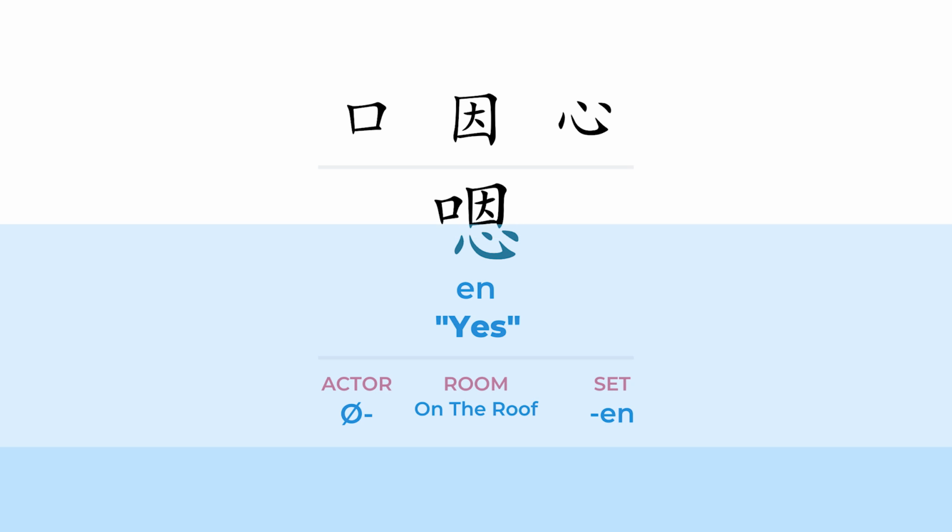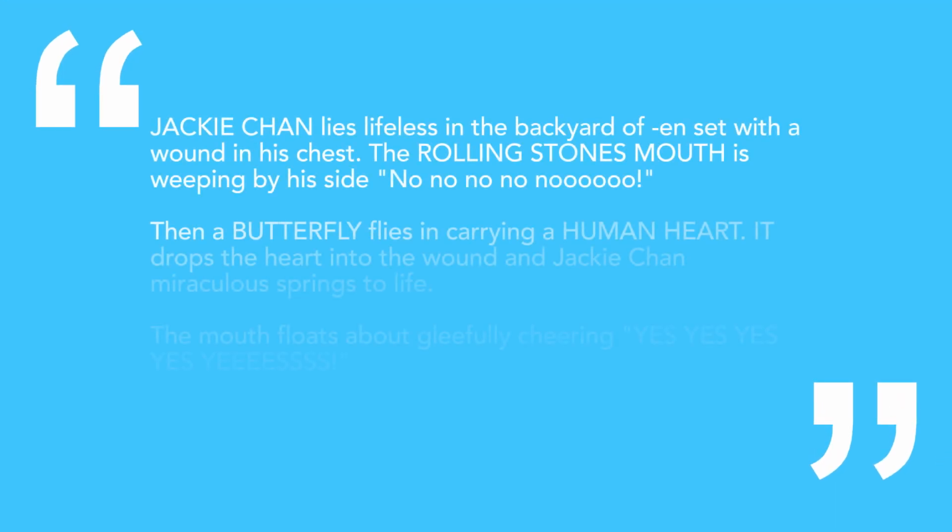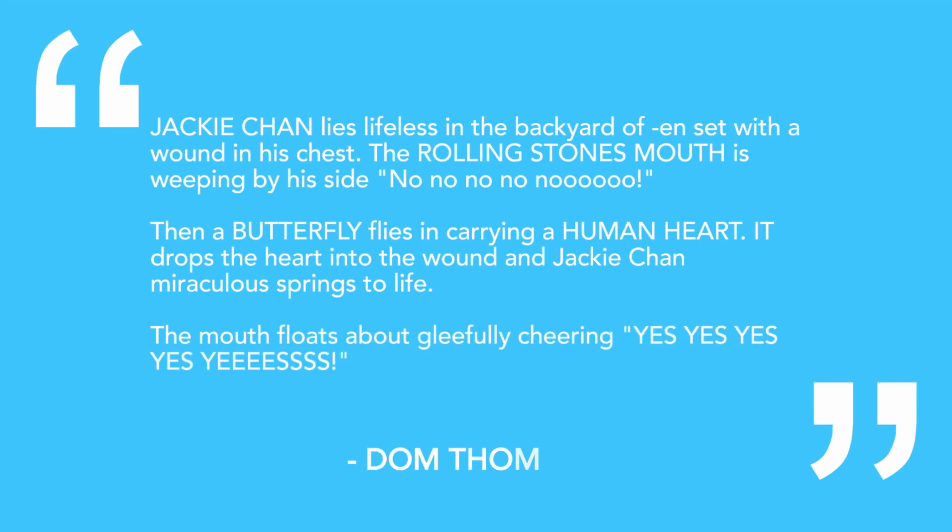Another one from Dom Thompson on Make a Movie for 是. Jackie Chan lies lifeless in the backyard of the EN set with a wound in his chest. The Rolling Stones mouth is weeping by his side. No, no, no, no, no. Then a butterfly flies in, carrying a human heart. It drops the heart into the wound, and Jackie Chan miraculously springs to life. The mouth floats about gleefully, cheering, yes, yes, yes, yes, yes.